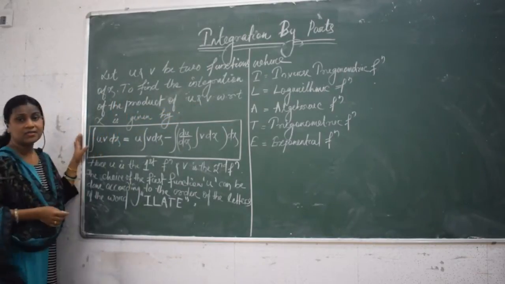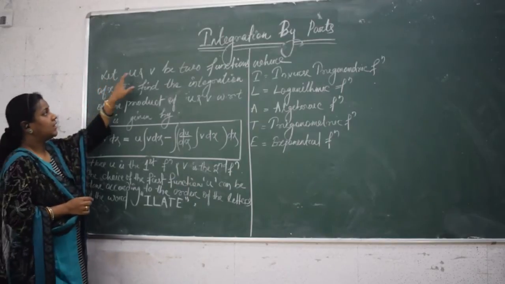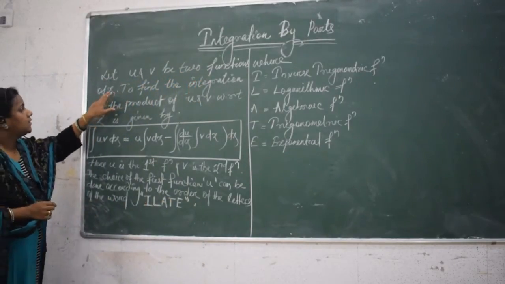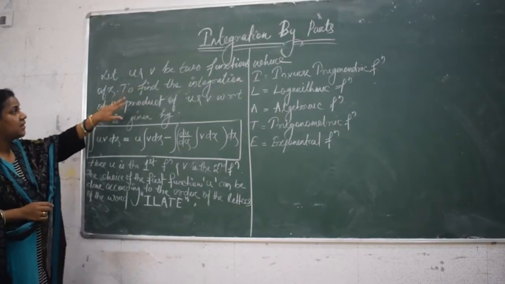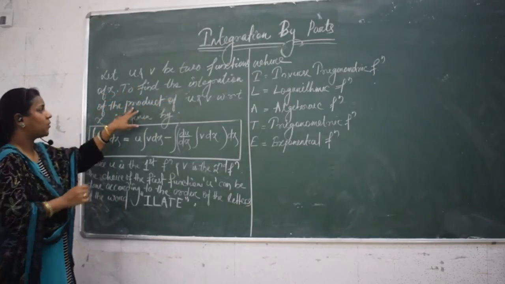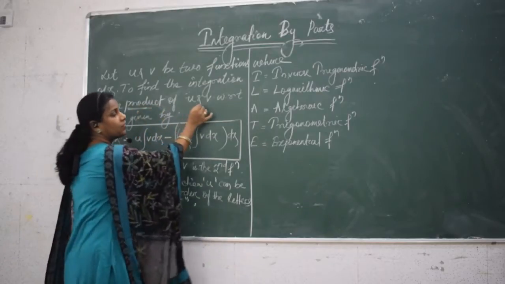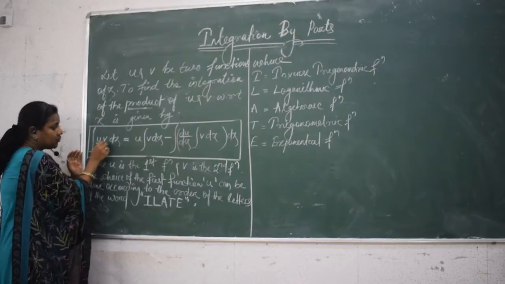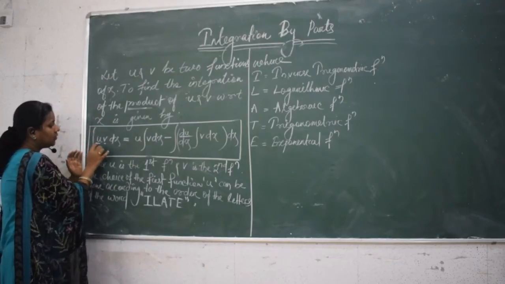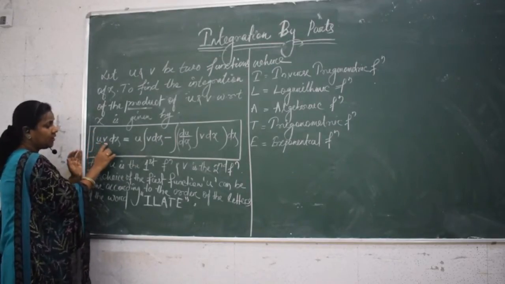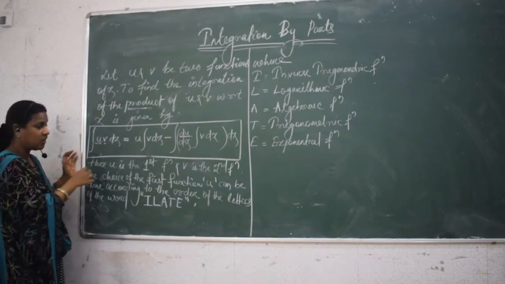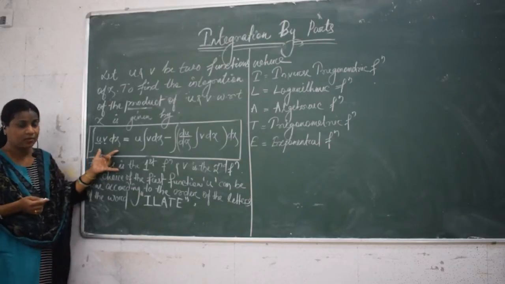the by parts rule. Here let u and v be two functions of x. Then how to find the integration of the product? The integration of the product of two functions with respect to x is given by the integration of the product of the first function and second function dx. Here we have taken u as the first function and v as the second function.